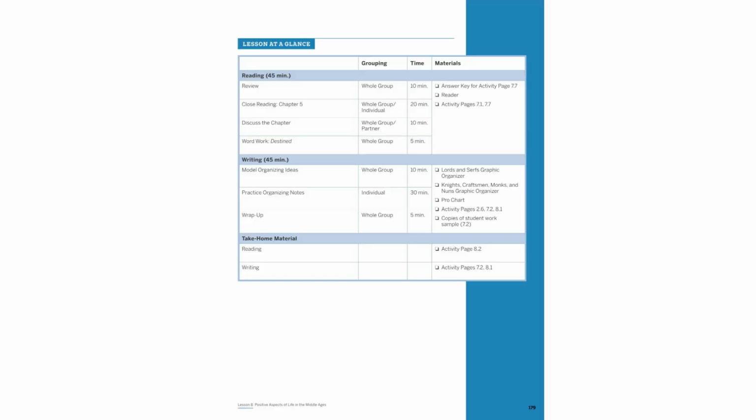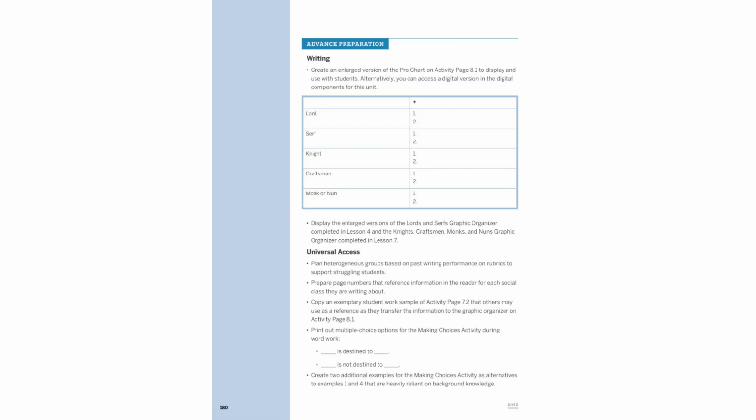In this lesson, we explore the positive aspects of life in the Middle Ages. Students will engage in close reading of Chapter 5, focusing on the roles of knights, craftsmen, monks, and nuns. Using graphic organizers, they will collect and organize facts to support their opinions, enhancing their understanding of medieval society's structure and benefits. Let's explore the roles of different social classes in the Middle Ages using graphic organizers.